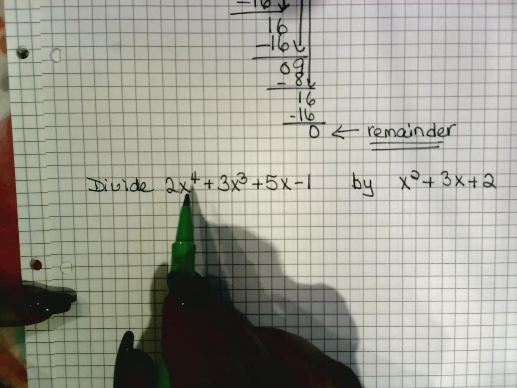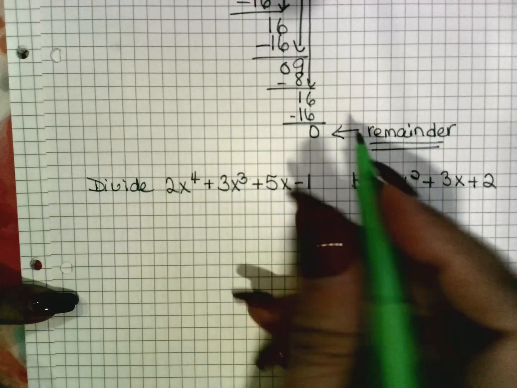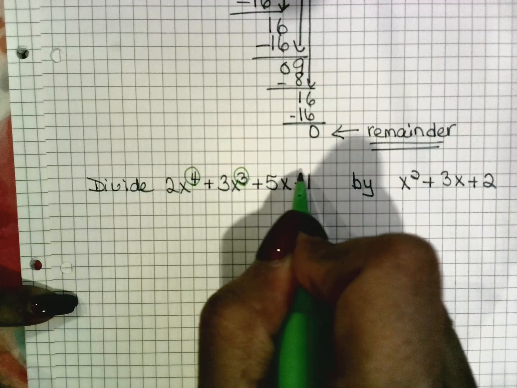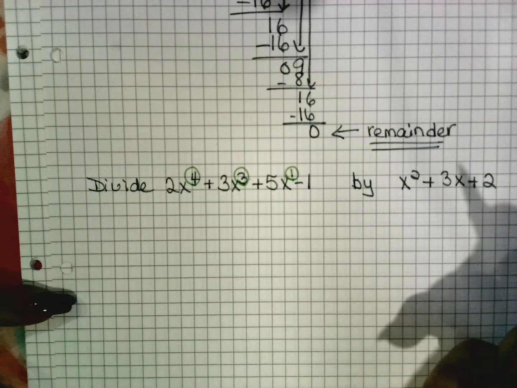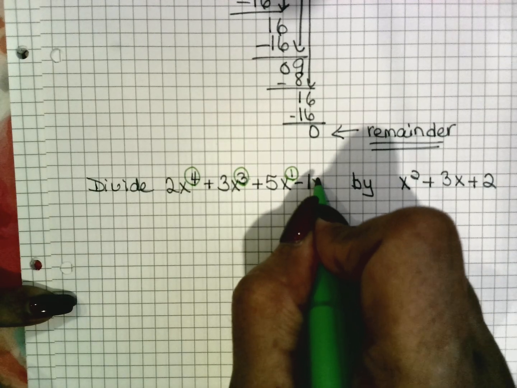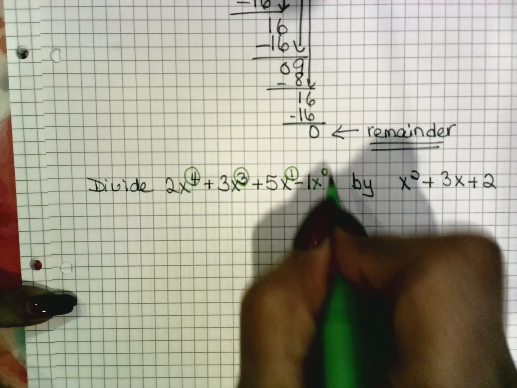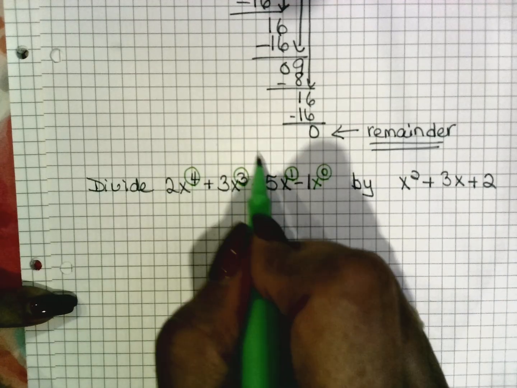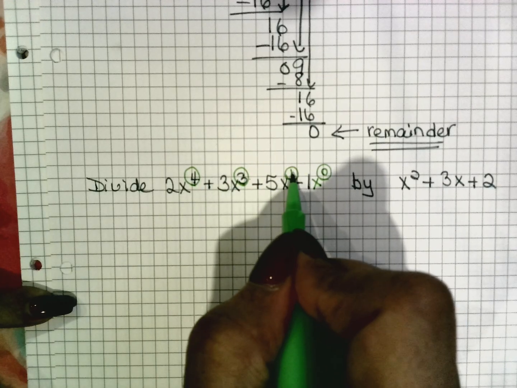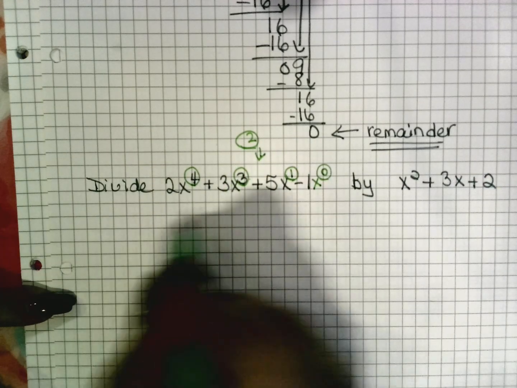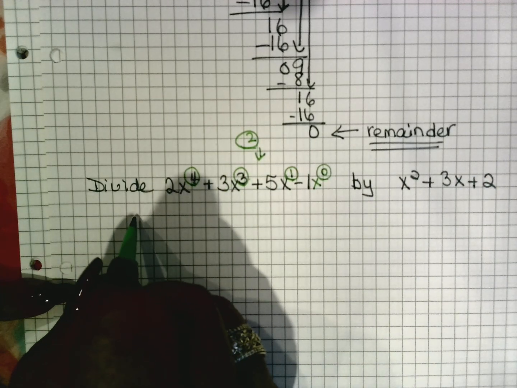The first thing you want to do is to make sure that all of your variable terms are represented. So what does that mean? If you look over here, this is an exponent of 4, this is an exponent of 3, this is an exponent of 1, 5x to the 1st. 1 is a constant, so it technically has an exponent of 0. This is the same as minus 1 x to the 0. So if you look, we've got 4, 3, 1, 0. We are missing the second degree. So when that happens, you're going to have to create that term using 0.